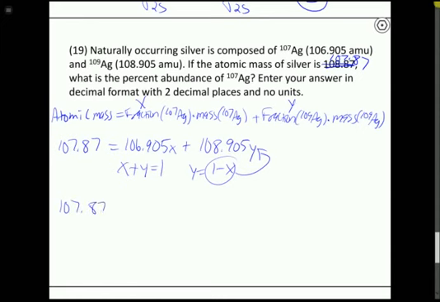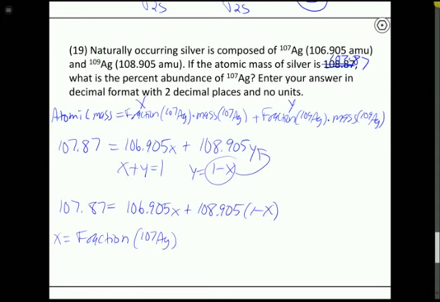So 107.87 is going to be 106.905x plus 108.905 times 1 minus x. So x is the fractional abundance of 107 silver. And if we solve for that, we get 0.5175. Now remember, a fraction is a number between 0 and 1, which tells us the ratio of that isotope to all the isotopes.